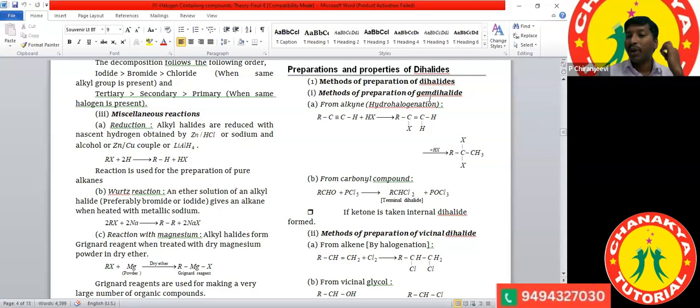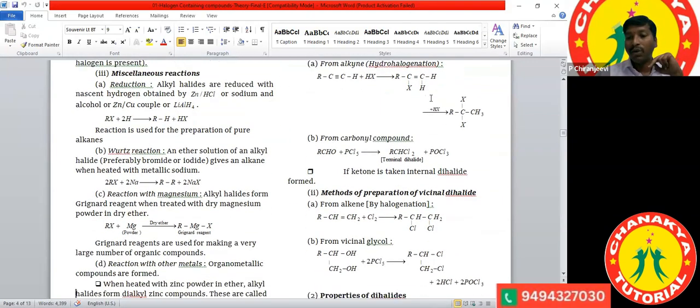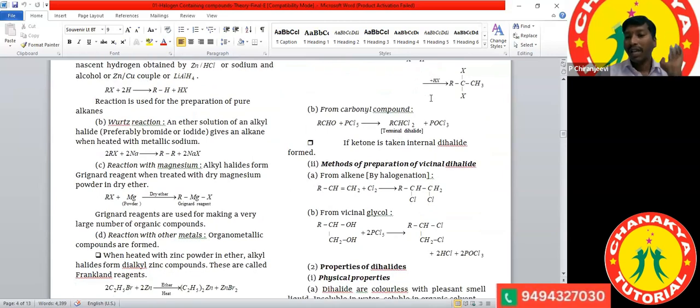What is meant by the geminal dihalides? Geminal dihalides means if two halogens are present on the same carbon atom, it is called a geminal dihalide. If two halogens are present on adjacent carbon atoms, it is called a vicinal dihalide.